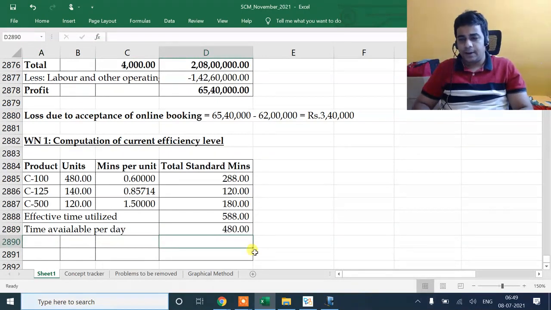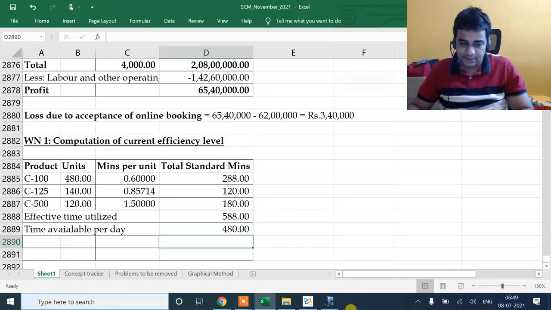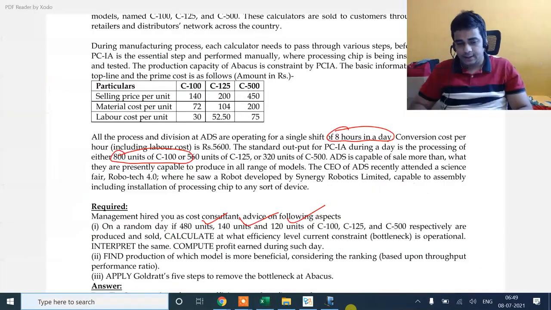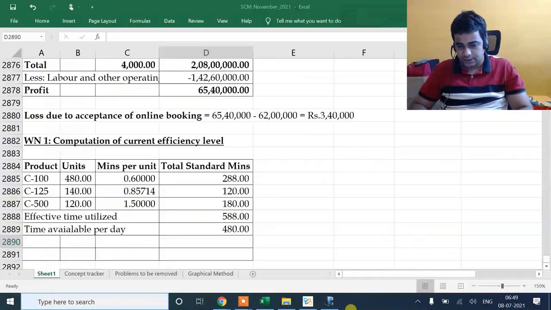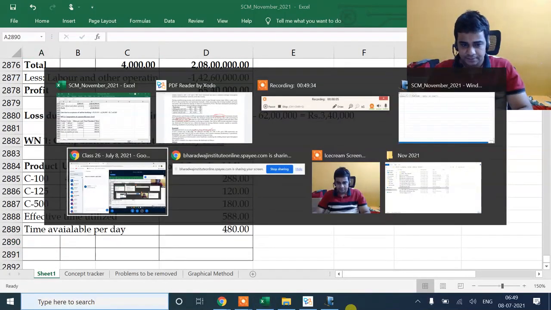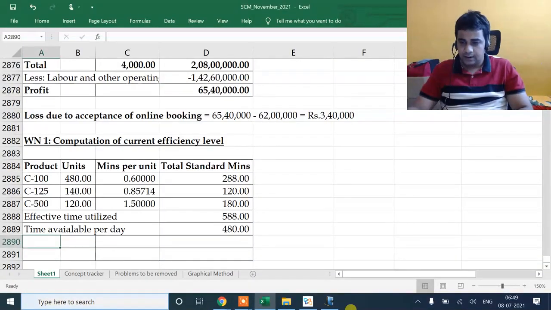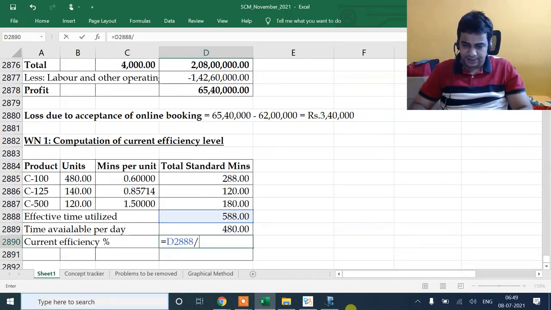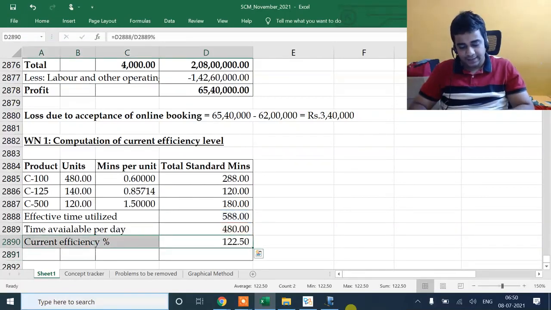So I am currently operating at a capacity utilization of more than 100%. It could be that my workers are highly efficient, or it could be two things: either it's workers' efficiency or machines' efficiency, or I'm overworking. Could be anything. 122.5.